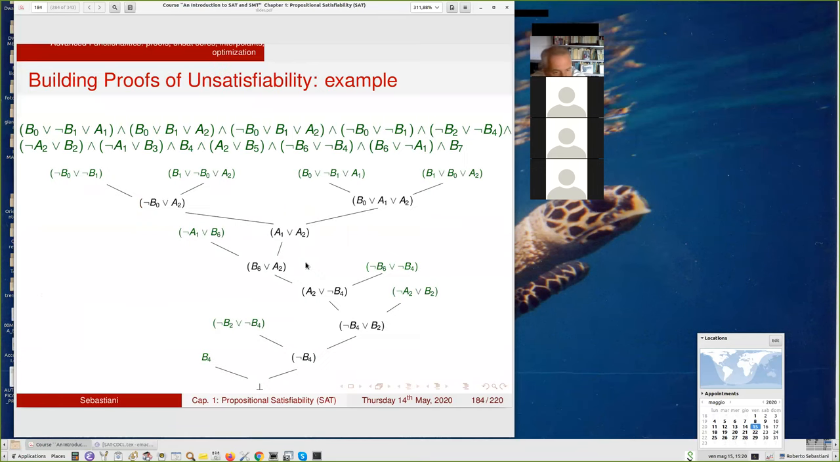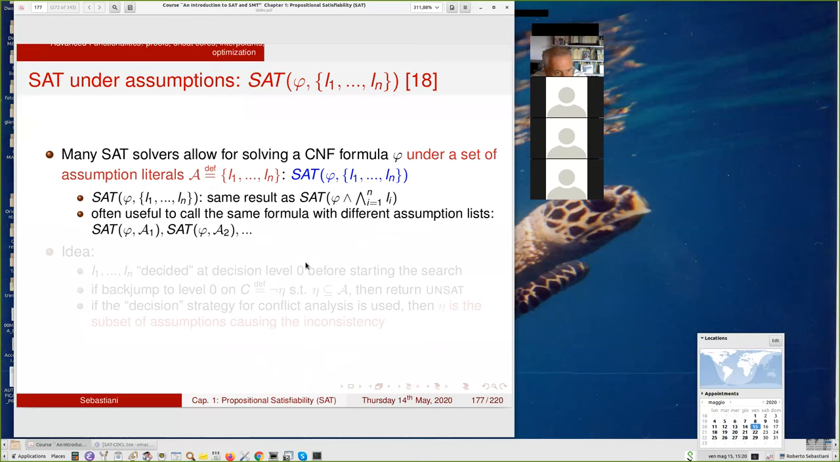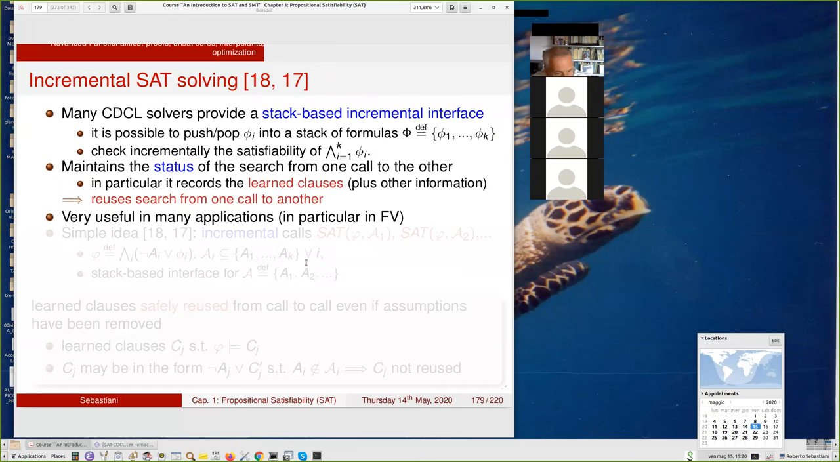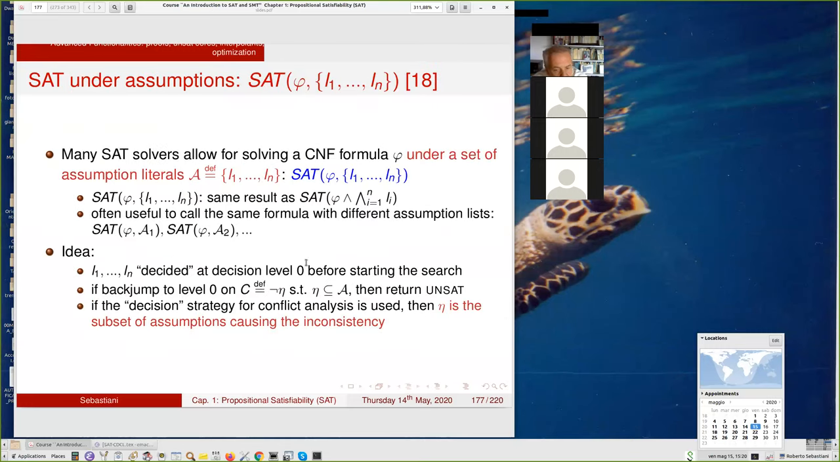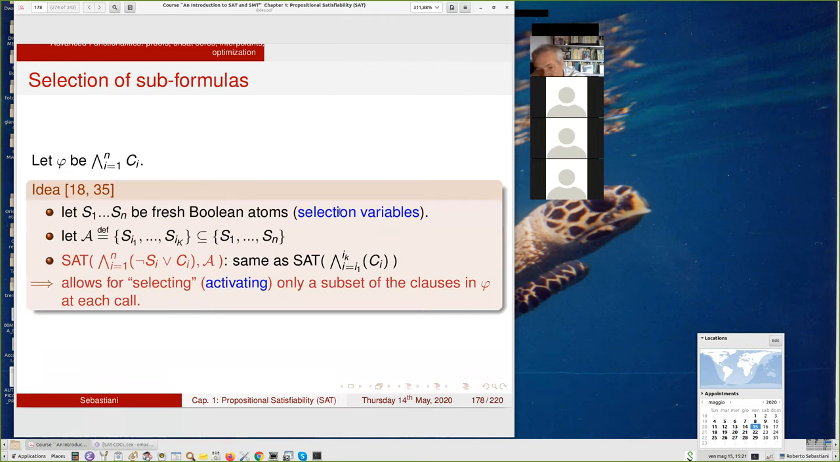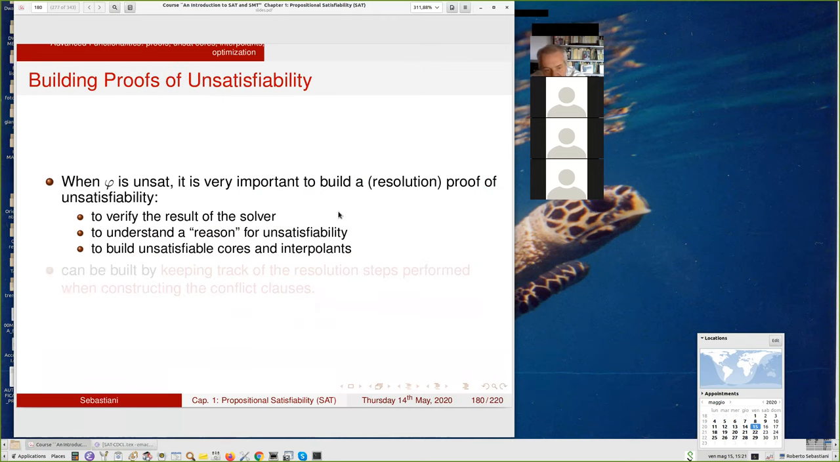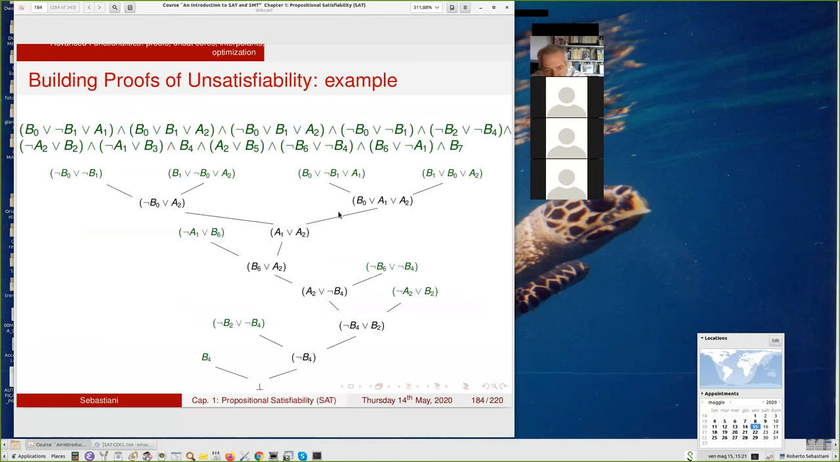Go back to, where is it? Remember eta, so the negation of the C is the set of assumptions which cause the inconsistency. Okay, let me get back here.